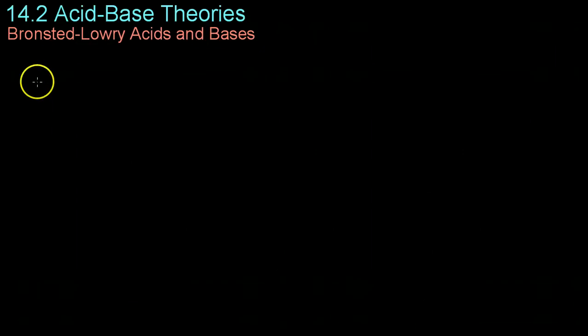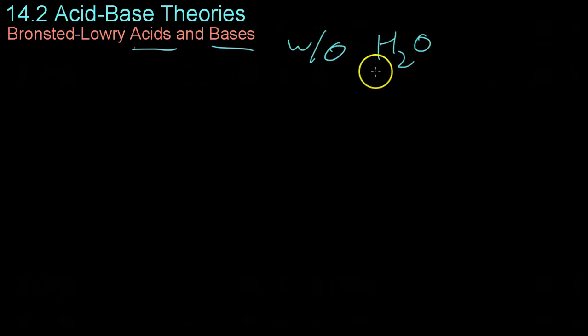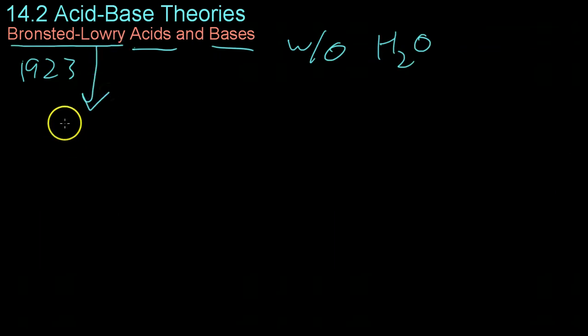So while the Arrhenius definition of acids and bases worked pretty well for a while, some further investigation found that some materials behaved like acids and bases when they were not in an aqueous solution. That is, they behaved like acids and bases outside of water. So later in 1923, two chemists by the name of Bronsted and Lowry expanded the definition to be any molecule or an ion that is a proton donor.